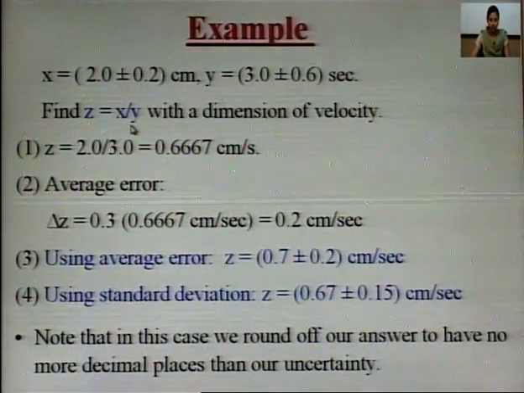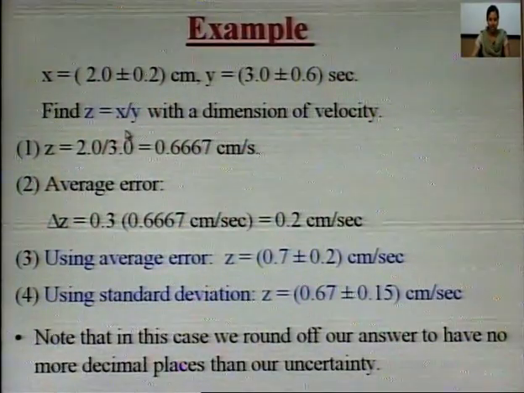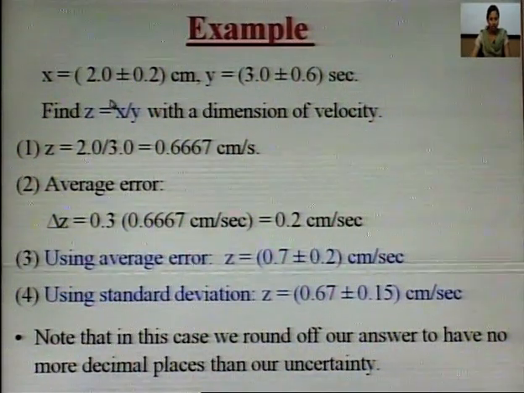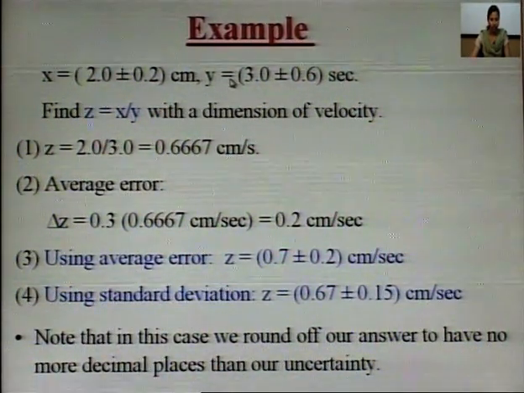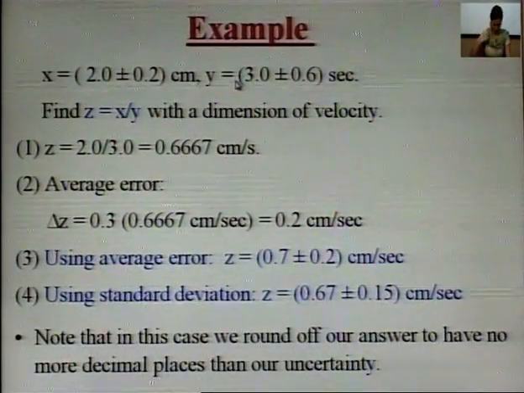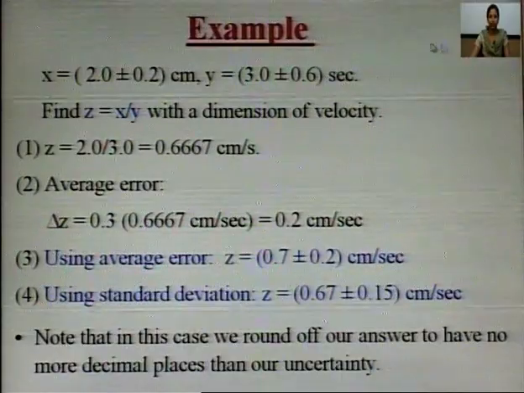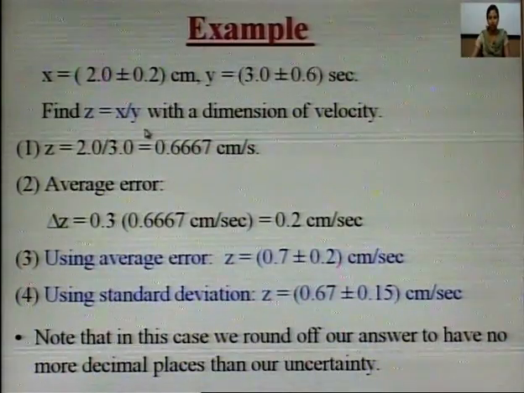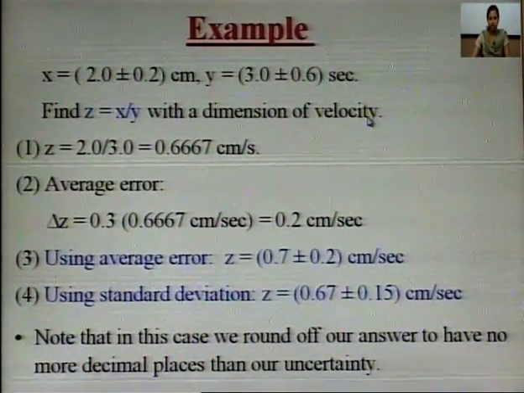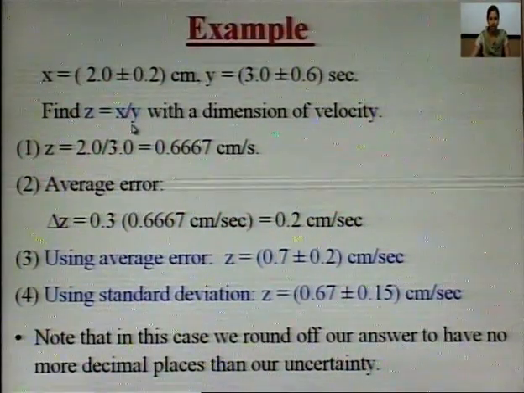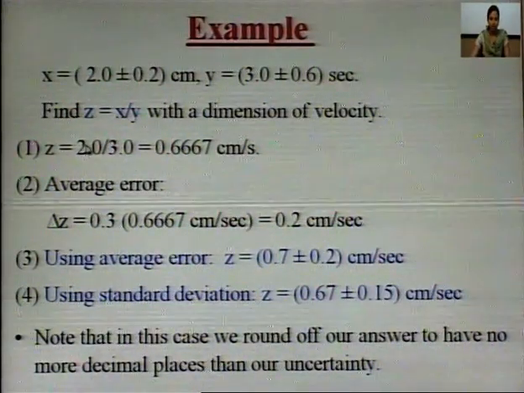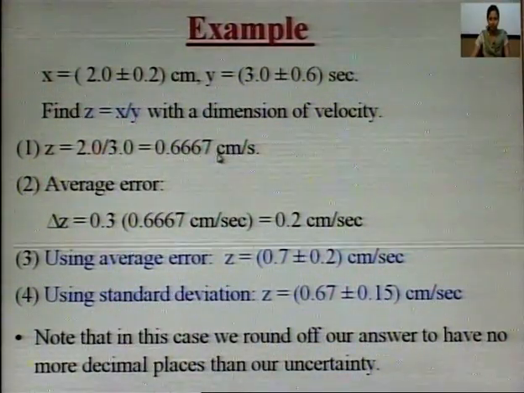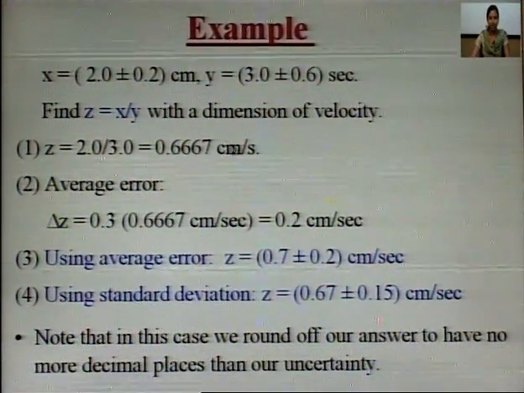Next example is the division of two physical quantities. Z is equal to x upon y. X is equal to 2 plus minus 0.2 centimeter and y is 3 plus minus 0.6 second. So, this is the unit of length, this is the unit of time. So, division of these two physical quantities gives the dimension of velocity. Z is equal to x upon y. X is 2, y is 3. So, Z is equal to 2 upon 3, which is 0.6667 centimeter per second. This is the dimension of velocity.